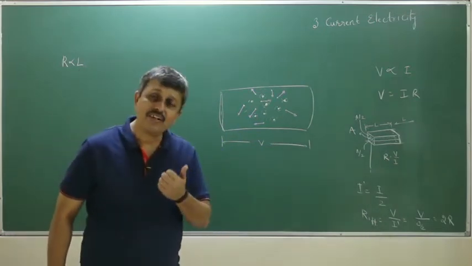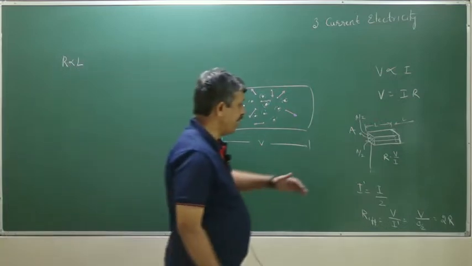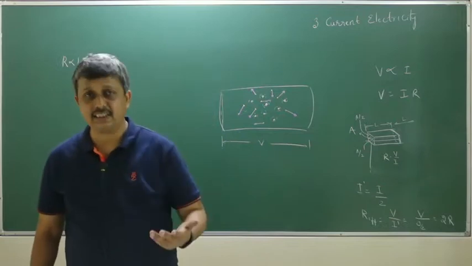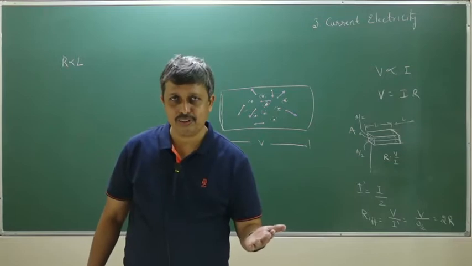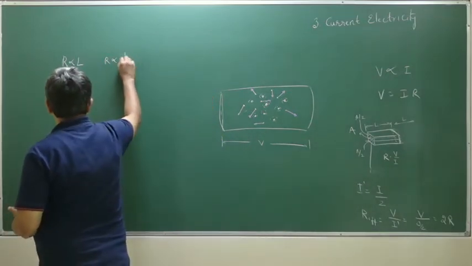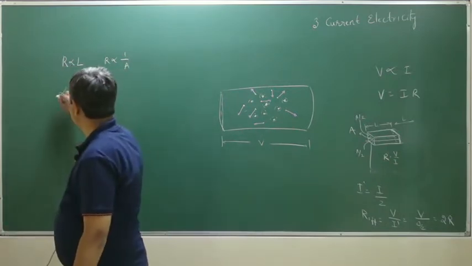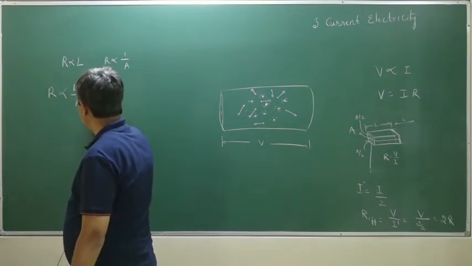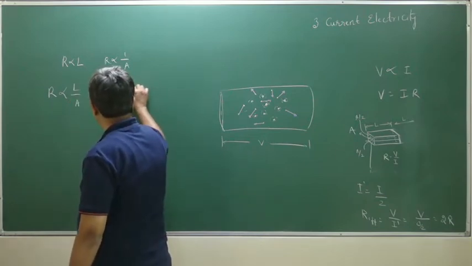So what did I do? I reduced the area by half. When I reduced the area by half, I got a resistance increased by twice. Okay. So it is inversely proportional. So R is inversely proportional to A. So we write it as R is proportional to L by A. If you write it with a proportionality constant, we say R is equal to rho into L by A.